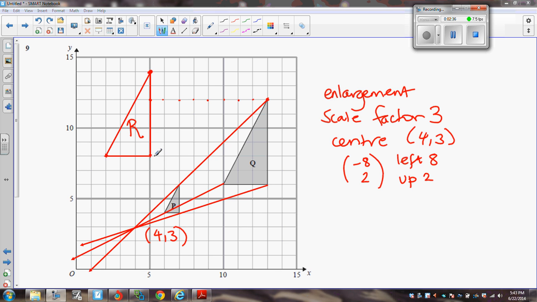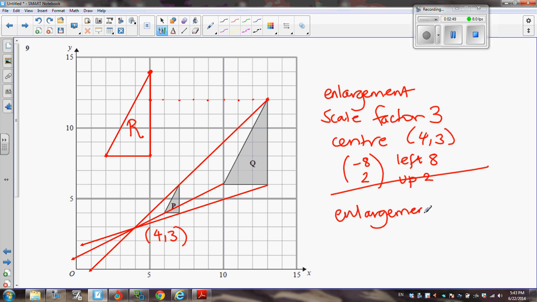Okay, the last thing it asks me for is the transformation which maps R onto P. Now be careful here, it is an enlargement, so again it's an enlargement. You can have an enlargement where a shape is made smaller, but be careful, it's not an enlargement scale factor 3, because R is changing into P, and in fact the scale factor is not negative, but because P is 1/3 of the size of R, we say it's an enlargement scale factor 1/3.